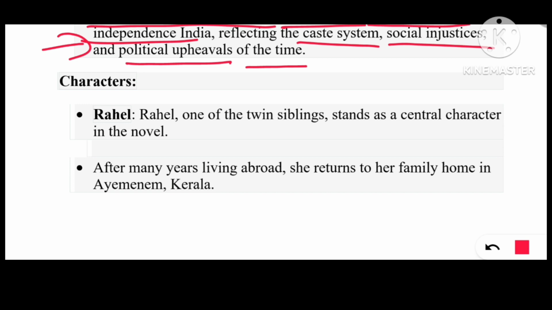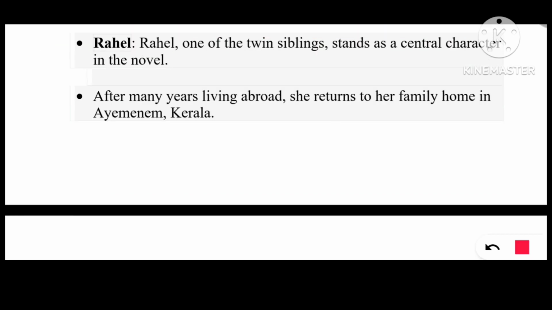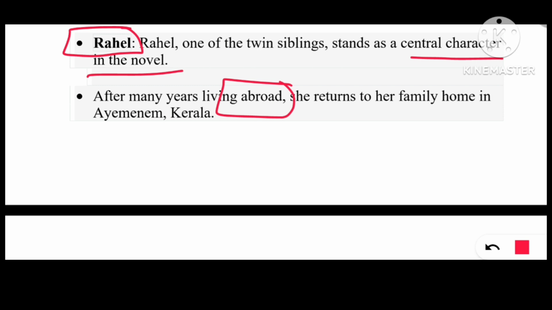Now, let's switch to the characters. Friends, the main characters in the novel are Rahel and Estha. Now, who is Rahel? Let's see. Rahel is the central character in the novel, and he was in abroad. Sorry, she was in abroad, and after spending so many years abroad, she returns to Kerala. The village name is Ayamanem, which is in Kerala.